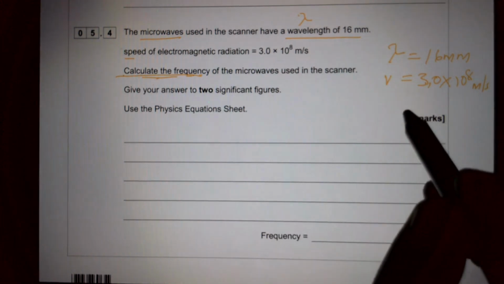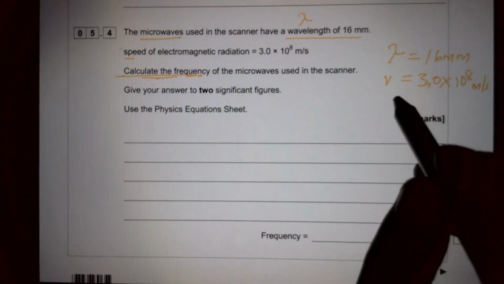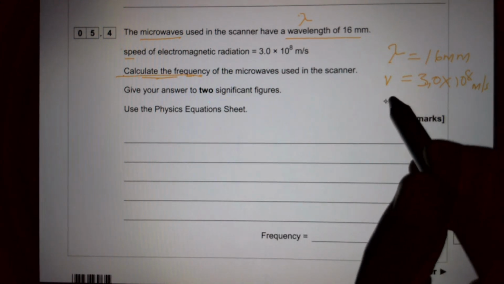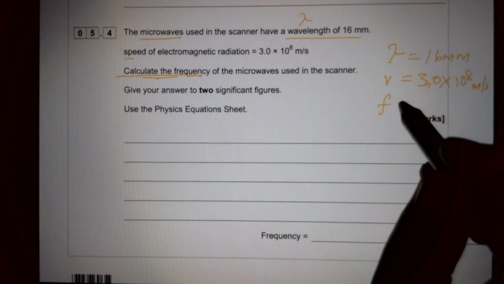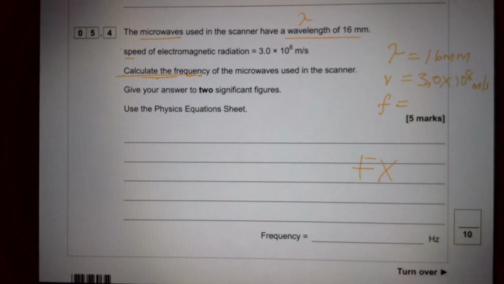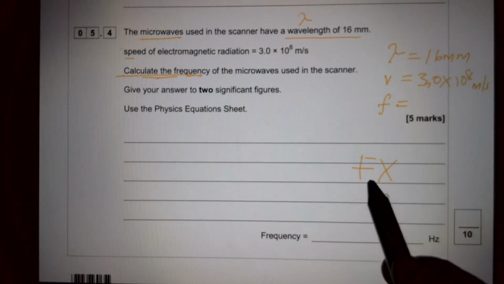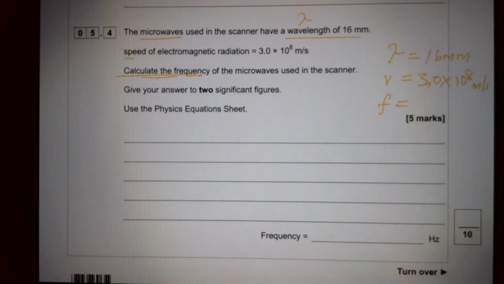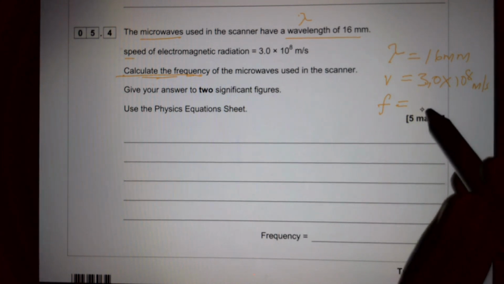Calculate the frequency, and the symbol that represents frequency is f. For frequency, small f, not big F. Big F is for force. It is wrong to write capital letter F. It's a small letter f for frequency, and they want us to calculate the frequency.